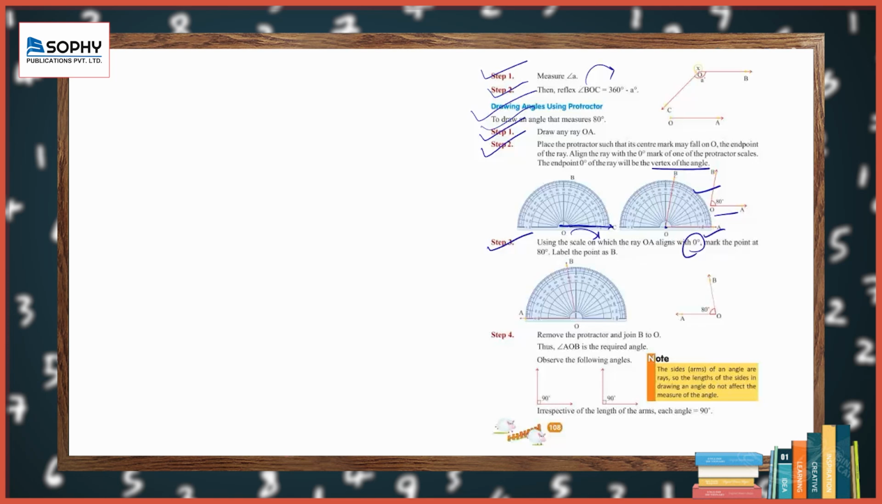We have to mark the point 80 degree. Then we will label it here as B. Now this is our 80 degree, students. Now what will we do? We will remove the protractor and we will join B to O. Now angle AOB is 80 degree.